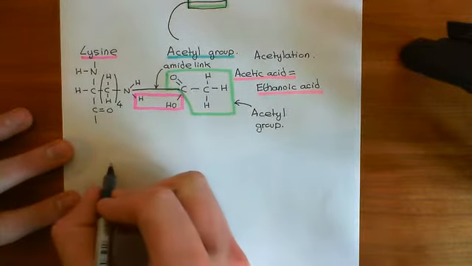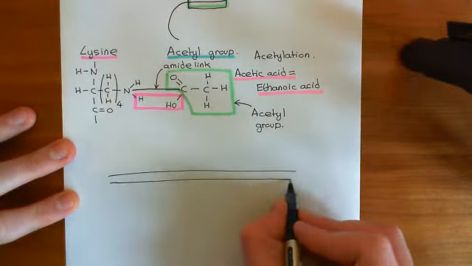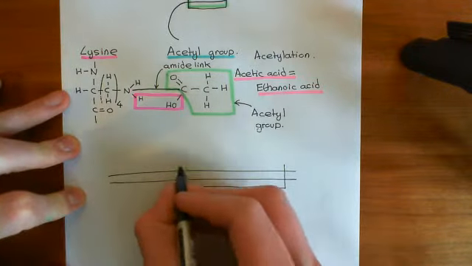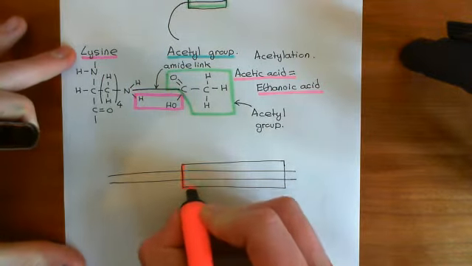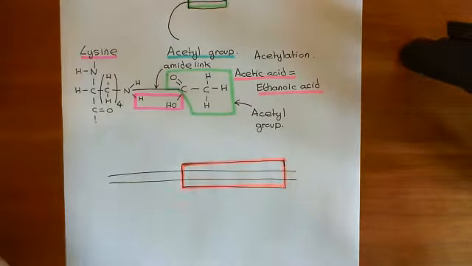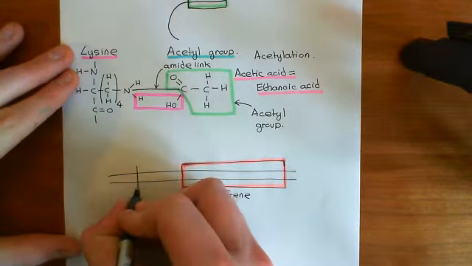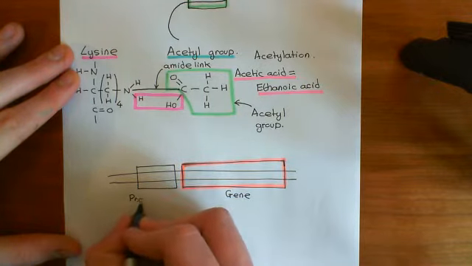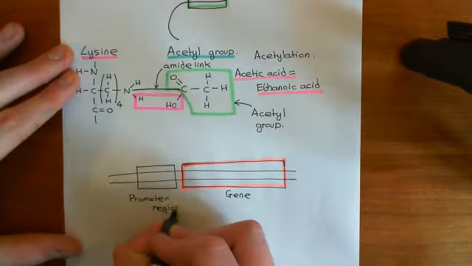So let's remember where we have got to with regards to the histone deacetylase. Here is our DNA. Let's say that this portion here is our gene. So this is our gene here, in red. Then upstream of the gene, we have got a promoter region. So here, this is our promoter region, and we'll colour in the promoter region in green.